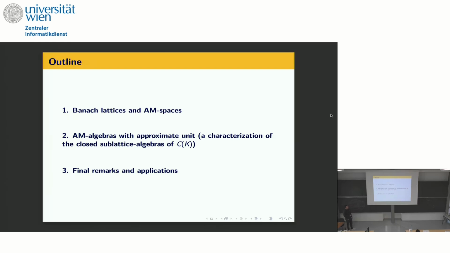I'll introduce, as I said, the notion of AM-algebras with approximate unit and use them to characterize the closed sublattice algebras of C of K. We'll see what this means precisely. And then, if I have time, some final remarks and applications.